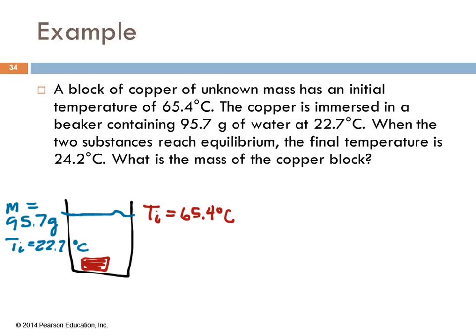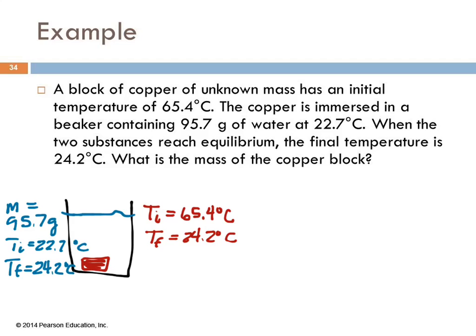We'll just go into the beaker. The final temperature is 24.2. Which substance does that refer to? Both of them. The final temperature is the same for both of them. So for the water, the final temperature is 24.2. And for the copper, the final temperature is 24.2 degrees Celsius.